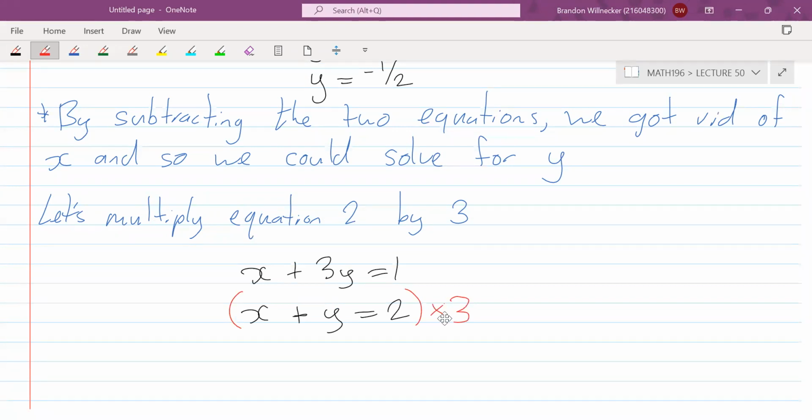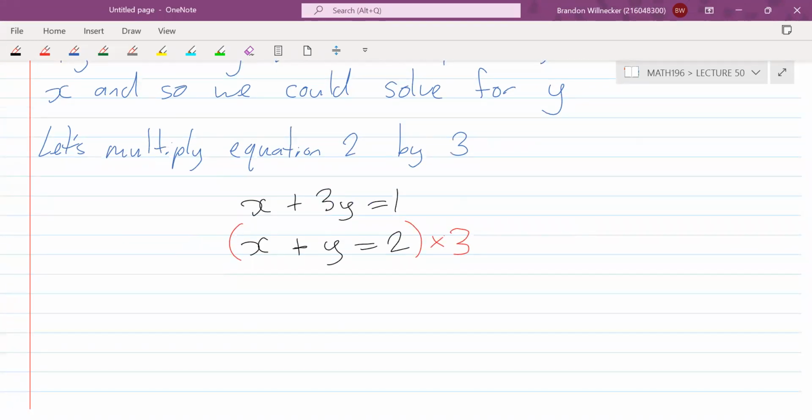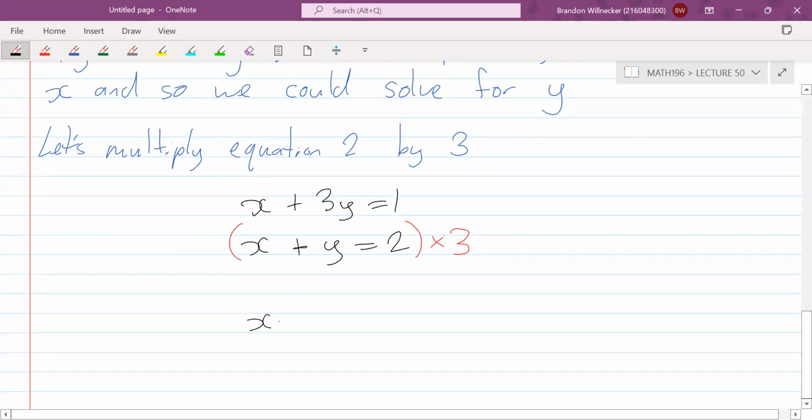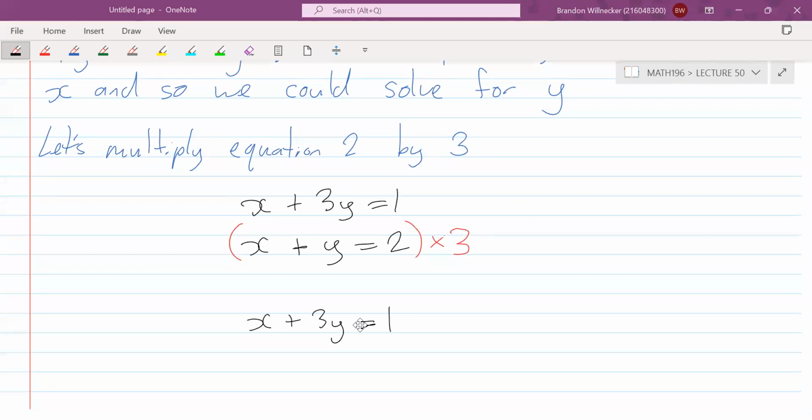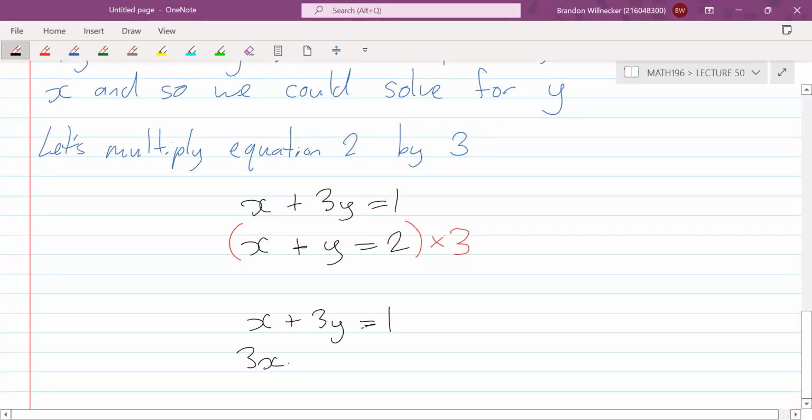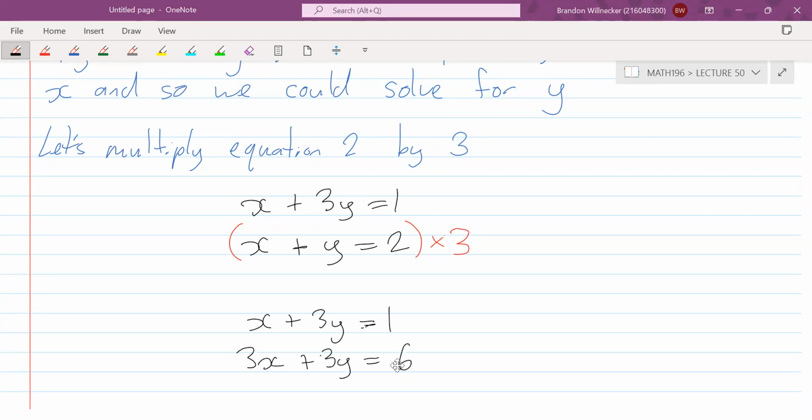Okay, as long as we multiply 3 on both sides, then there's no problem, right? If you do it to the left-hand side and the right-hand side, you haven't changed the equation. So here we're going to get x plus 3y is equal to 1. And if we multiply the second equation by 3, we're going to get 3x plus 3y is equal to 6. Okay, so I've just multiplied everything by 3.